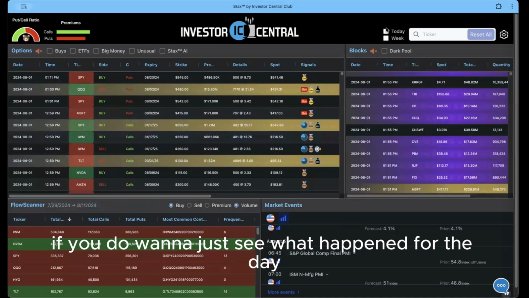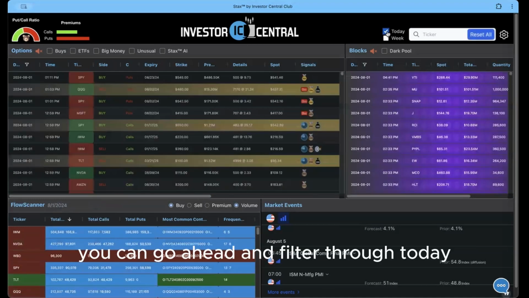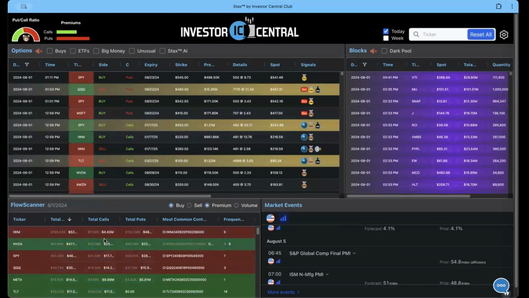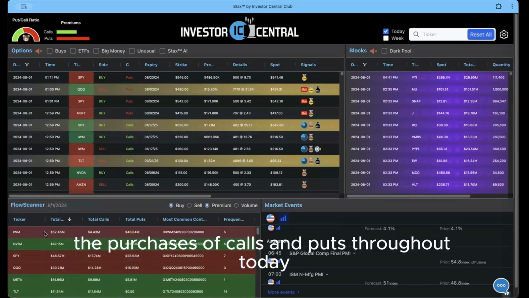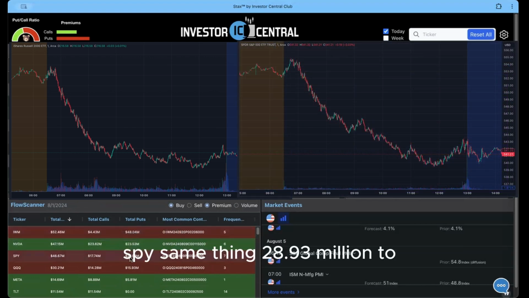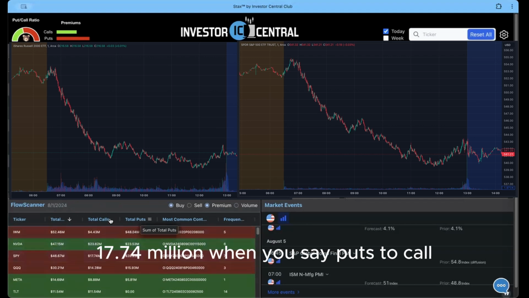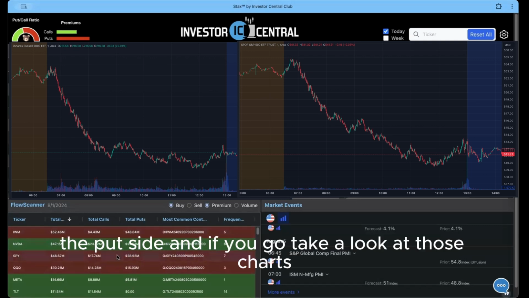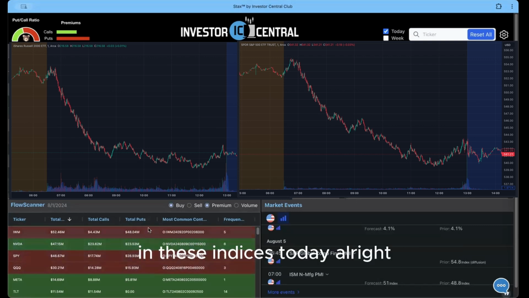If you do want to just see what happened for the day, you can go ahead and filter through today, and you'll very quickly notice the purchases of calls and puts throughout today. So look at this, IWM, 48 million to 4 million in terms of puts to calls. SPY, same thing, 28.93 million to 17.74 million, puts to calls. So you can notice that these are very heavily favoring the put side.